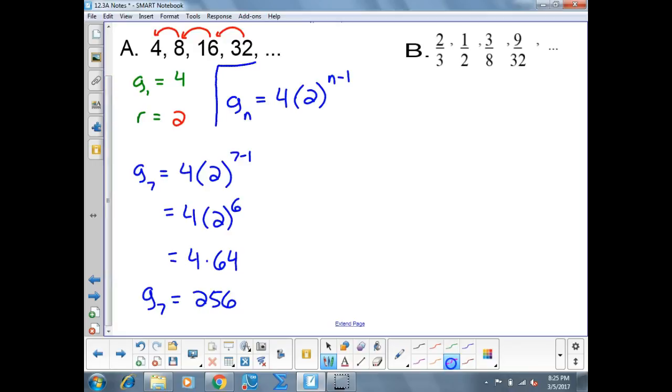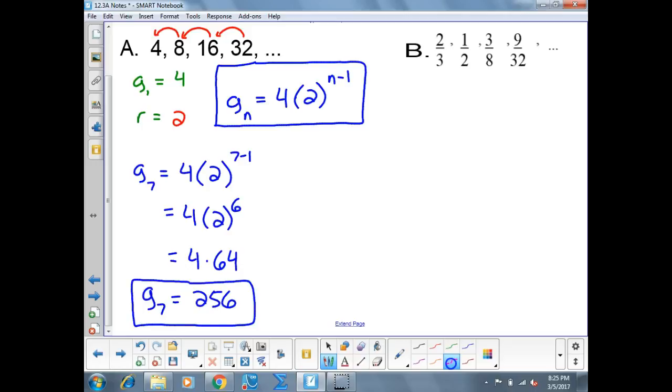So my rule is here, and my G sub 7 is there. Okay. On part B, we need G sub 1. That's going to be my first term, 2/3, right there. Okay, I need my r. Well, my r is going to be any term, 1/2, divided by the term right before it, which is 2/3.